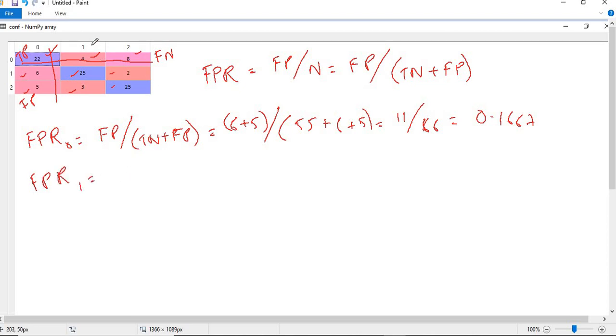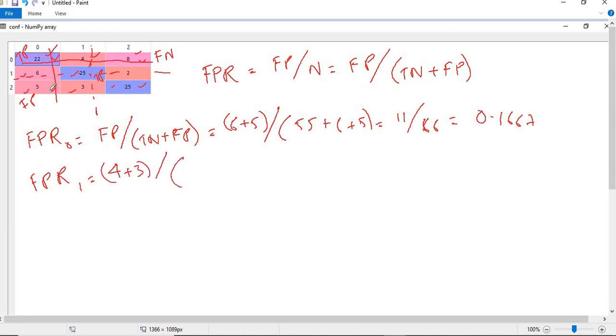Now false positive rate for class 1, which will be equal to false positive by true negative plus false positive. Now for class 1 you will do the same thing, a vertical line and a horizontal line. This will be my true positive, and this will be my true negative. And again 4 plus 3 will be my false positive.